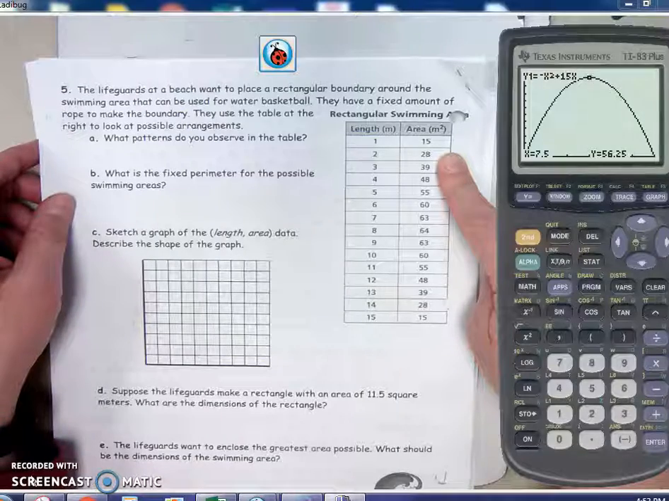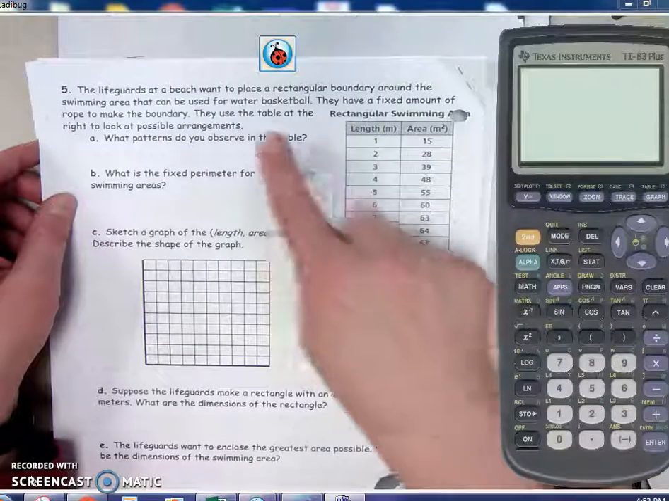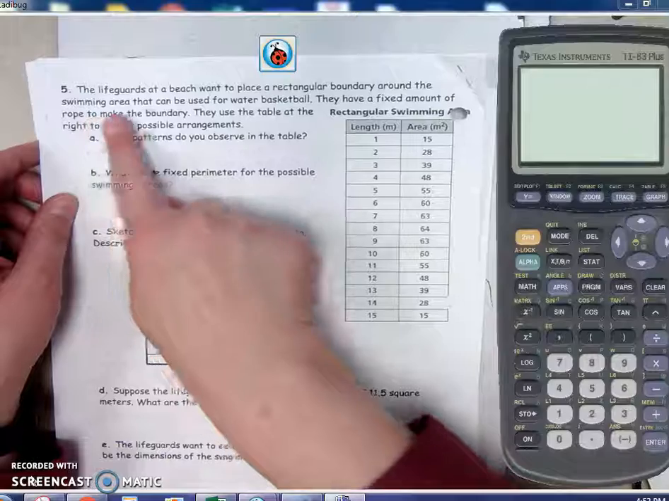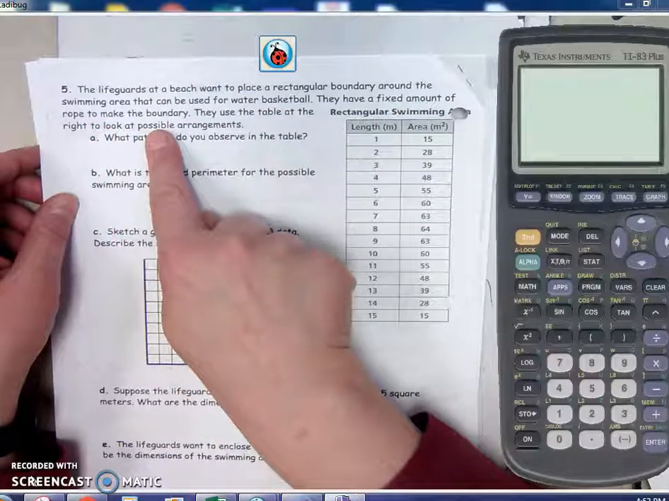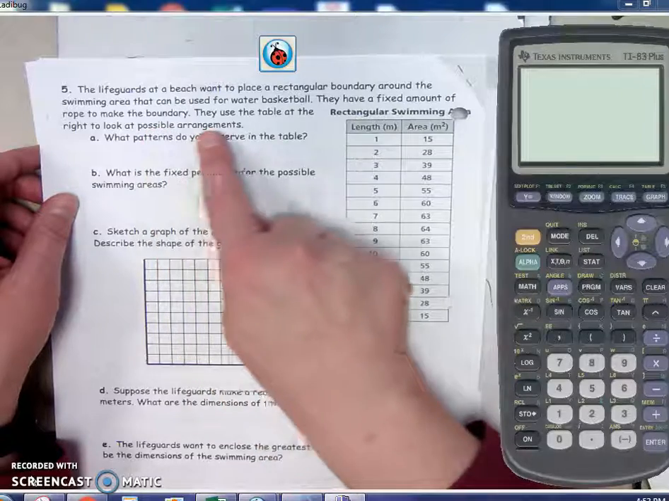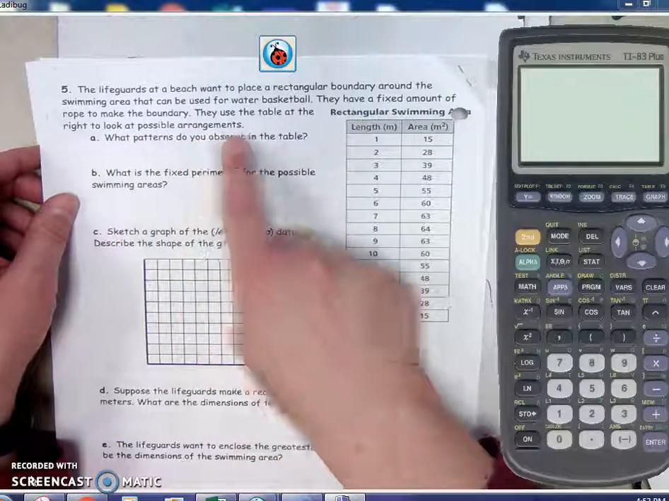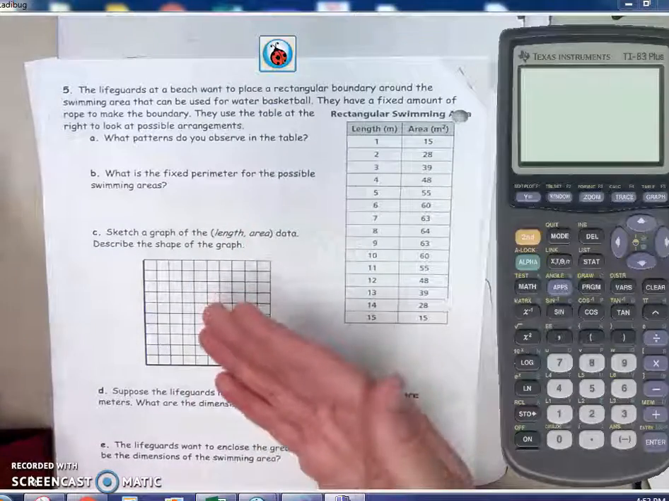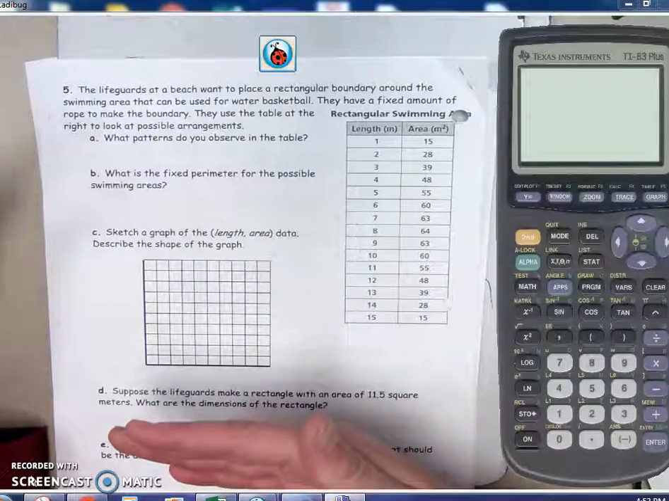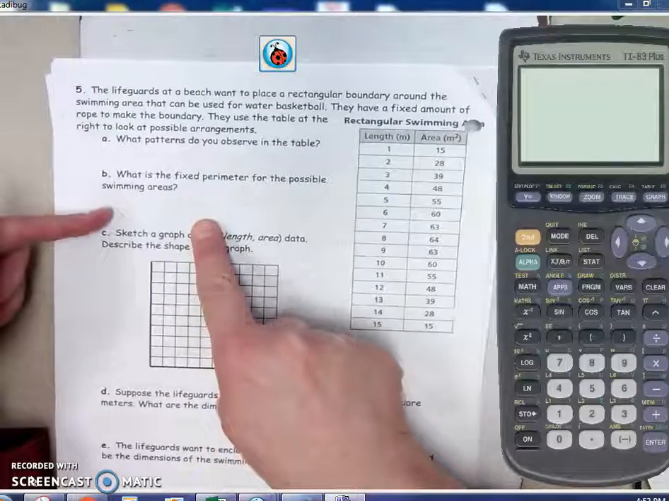I'll read this to you. The lifeguards at a beach are creating a rectangular boundary around a swimming area that can be used for water basketball. They have a fixed amount of rope to make the boundary. That's the fixed perimeter. They use a table to look at all the different possible arrangements. So what patterns do you observe? And I'm sure you have some. What is the fixed perimeter they were starting with?